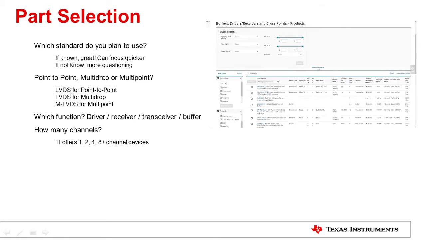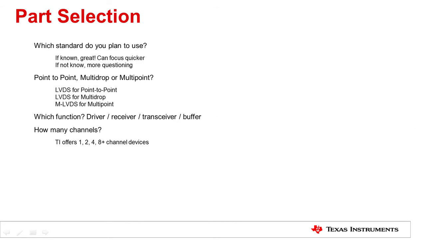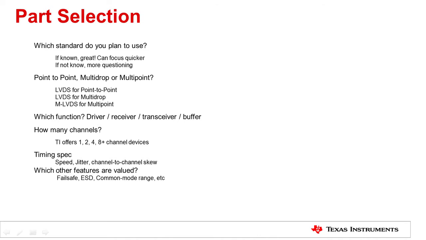TI.com offers a simplified product selection process. By visiting the products page, you can quickly filter and select parts based on different criteria. From here, you can start to explore additional features needed. Of course, in the end, volume and target price should also be considered.